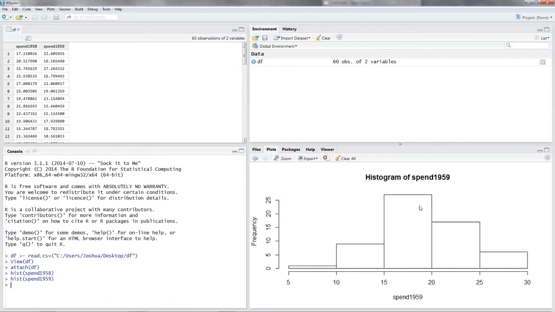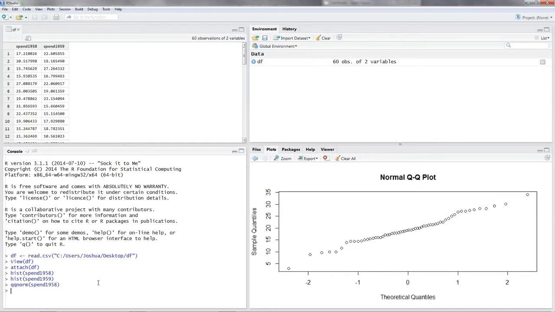Another convenient way to check for normality are normal quantile-quantile plots. So let's do it like so: you put in qqnorm, they're designed to check for normality. Then you put in the variable, spend1958, okay, and you've got to put in qqline, and the same, spend1958. Okay, there you go.